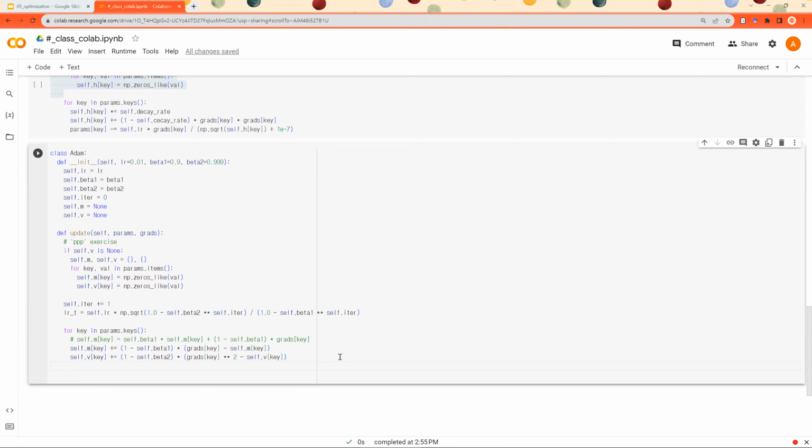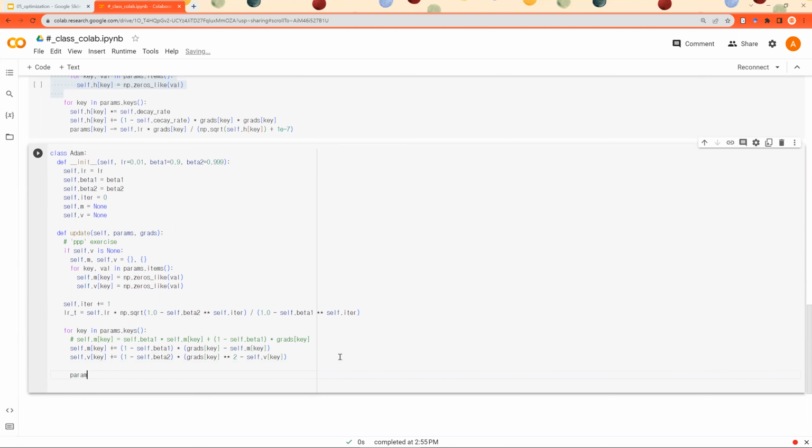Okay, then what we are doing is, to the key, we're using the bias correction learning rate rather than the learning rate we have here. So we are doing learning rate t times self M key divided by the square root of self v, the accumulated gradient. And because we are dividing, we need to add a small number for numerical stability.